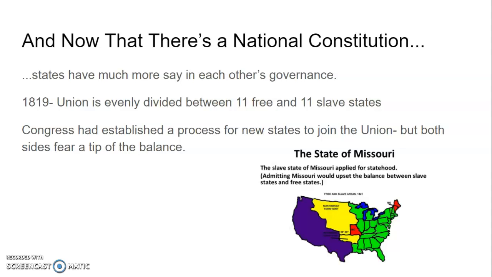So in 1819, the Union was evenly divided between 11 free and 11 slave states, because if it shifted to have one more free or one more slave state, then all of a sudden those states become really powerful in the national government. So Congress had established a process for new states to join the Union, but both sides feared a tip of the balance.